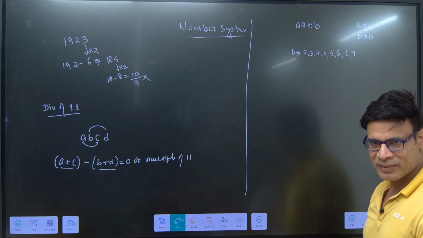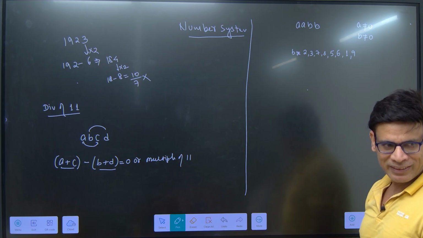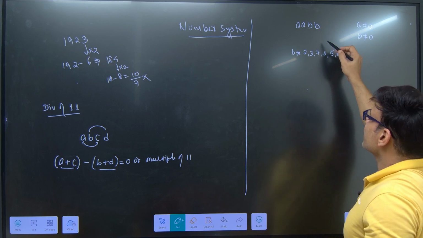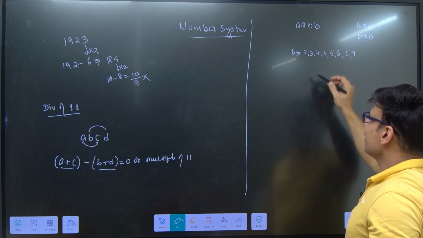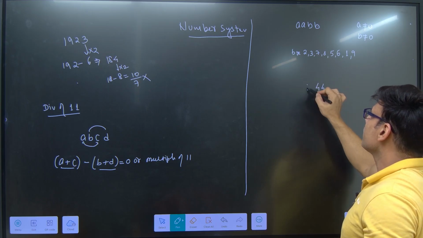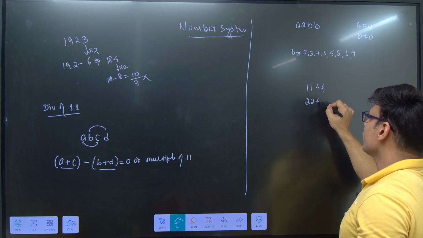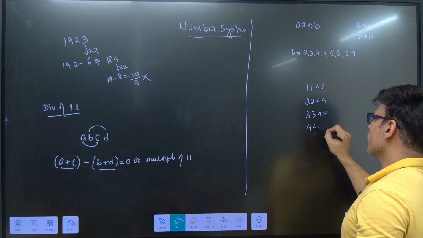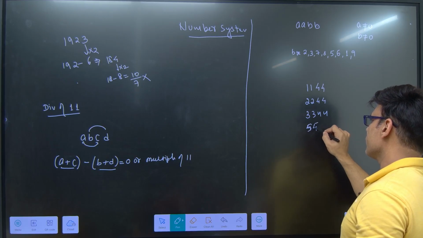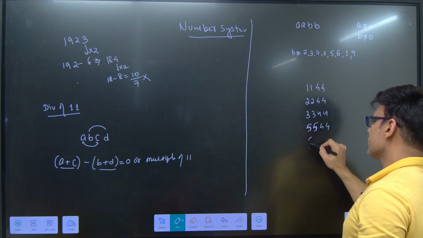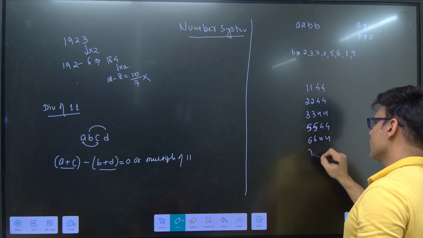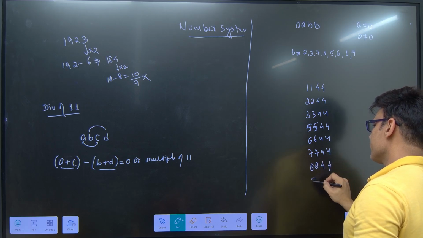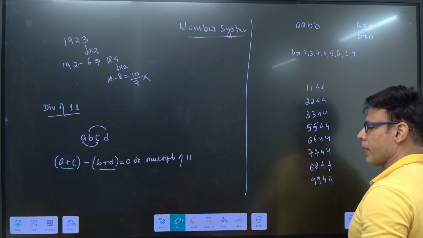Nothing else will come in place of b, right? According to the properties which I told you, there is no other number which can come in place of b. So you have 4 4. It can be 1 1 4 4, 2 2 4 4, 3 3 4 4, 5 5 4 4, 6 6 4 4, 7 7 4 4, 8 8 4 4, and 9 9 4 4.